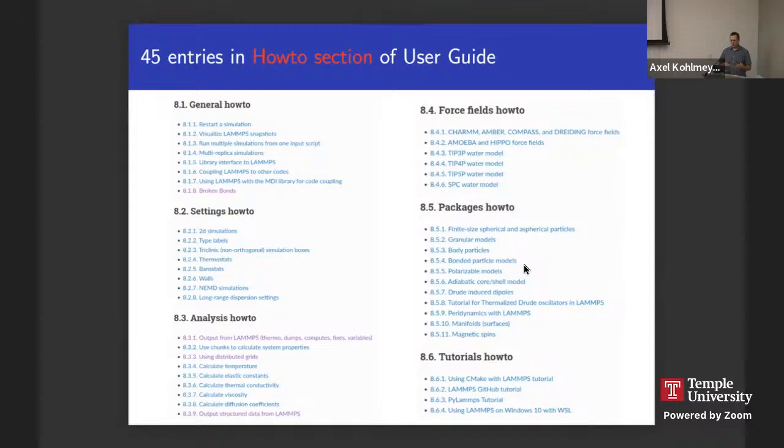And last slide, there's 45 entries in the how-to sections. If you want to learn how to do something like how do you restart a simulation, or how do you use triclinic simulation boxes, or specific force fields like an SPC water model, different packages, how to use body particles, or even some tutorials on how to use GitHub. There's many entries in this how-to section in the documentation. So this is a really great resource that you can use to learn more about LAMMPS. That's all I have.